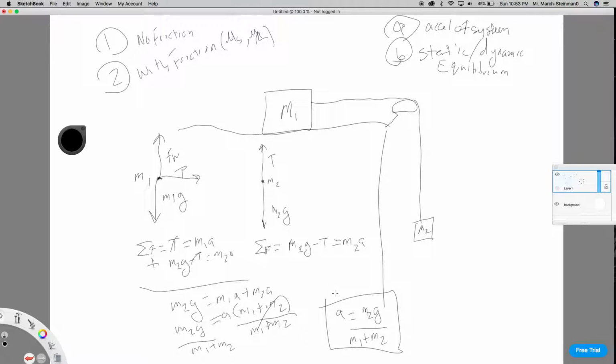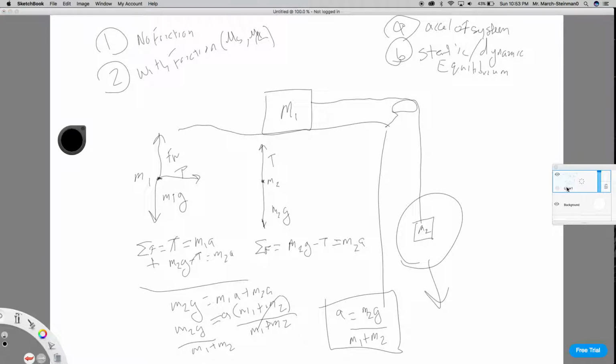This is a situation that makes sense because this force down here has to pull down with one force, the force of M2, on both of the masses and cause the acceleration of both masses. So we're not going to get an acceleration of M2g, we're going to get some fraction of that.